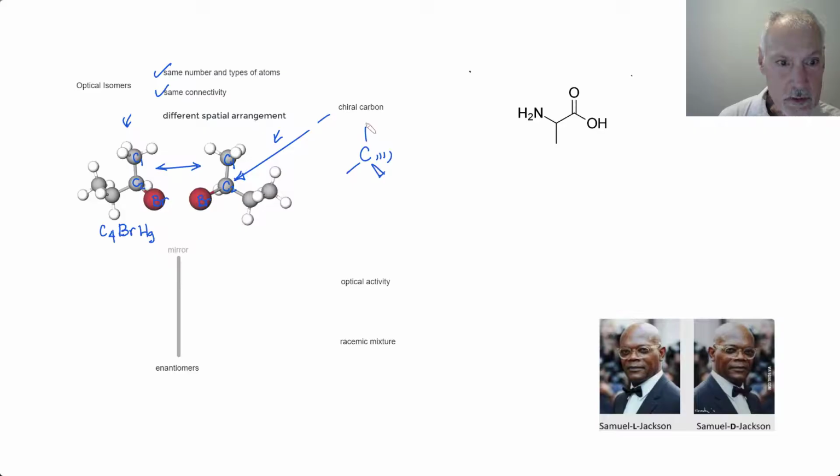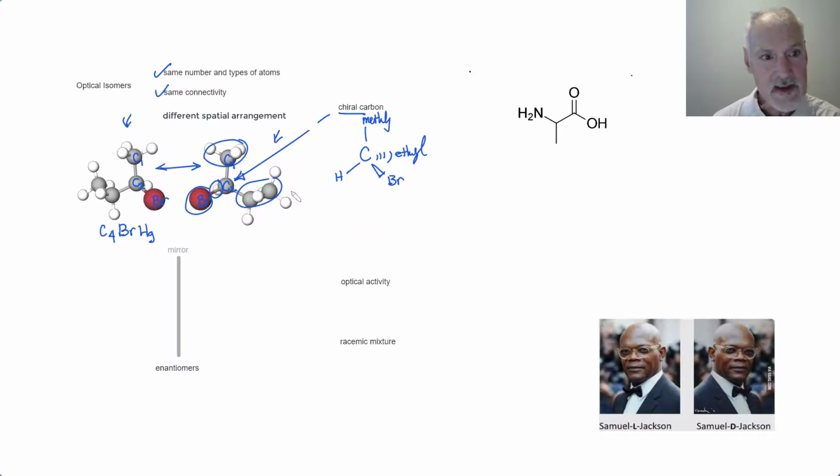In this particular molecule, I could recognize that there's a methyl group up top right there. I have an ethyl group attached. I have a bromine attached. And I also have back here, you can just barely see it, a hydrogen attached. A chiral carbon has 4 separate groups, and they can also lead to this different spatial arrangement, a stereoisomerism. But it leads to a type that we call optical isomers.